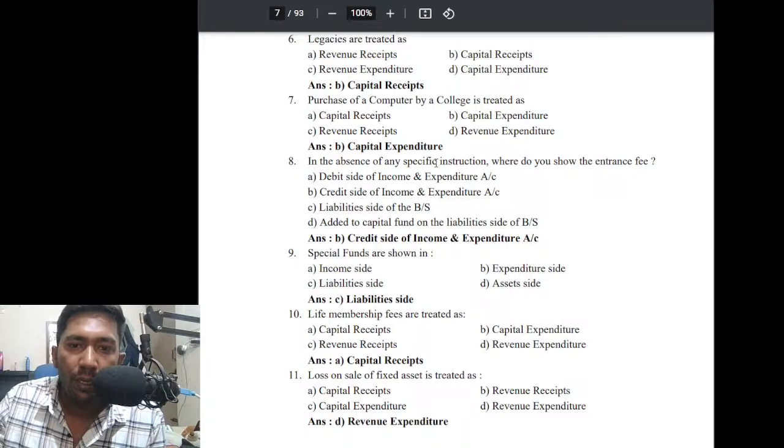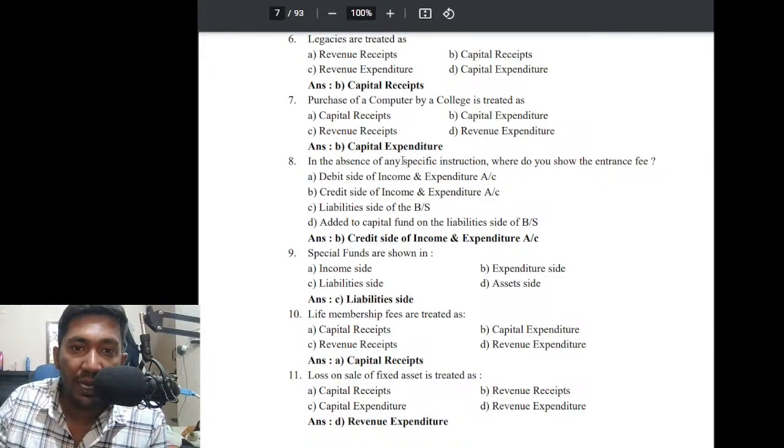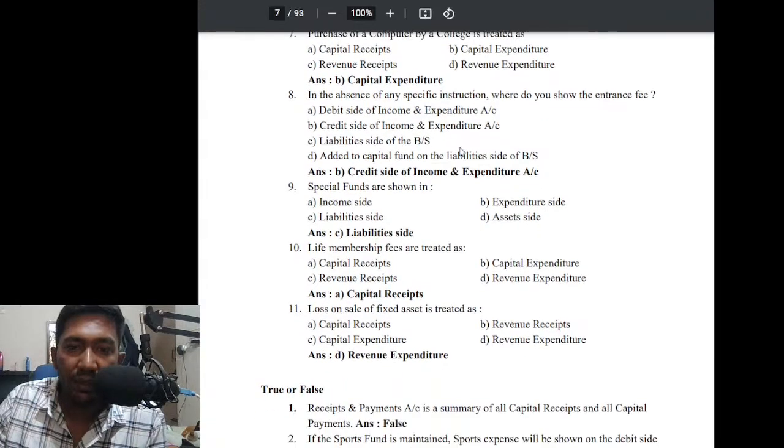The next one: purchase of a computer by a college is treated as capital expenditure, because a computer is an asset, so that's why we are considering that as a capital expenditure.